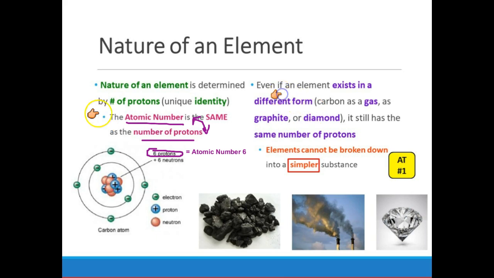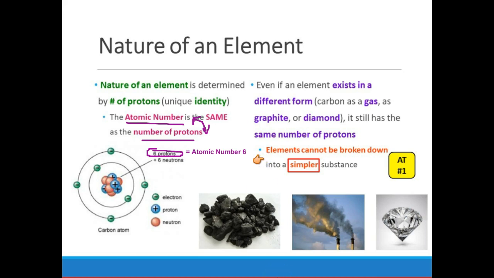Now, even if an element exists in a different form, think about the fact that carbon can exist as carbon gas. For example, when we burn things, there's carbon gas. It can exist as pencil graphite, and it can exist as diamond. Think about the fact that what your pencil is made out of is actually the same thing as what diamonds are made out of. They're all made out of carbon, okay? But no matter what, even if they change forms, it always has the same number of protons because it's always carbon, okay? So it's always atomic number 6, 6 protons.